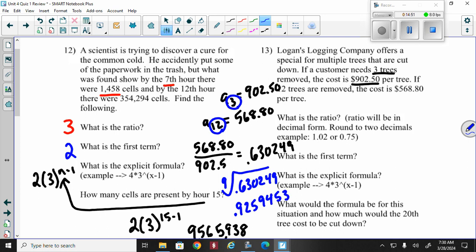Let's see. I'm going to try that one more time. I'm going to pause the video. I should have used more decimals. Technically, the answer should have been 0.95. That's what it should have rounded to.